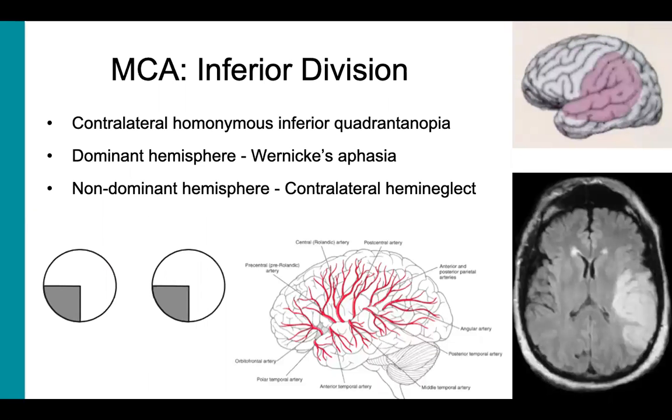Now we move on to the inferior division of the MCA, which predominantly supplies the lateral temporal and inferior parietal lobes. Inferior division territory infarcts do not cause weakness or sensory loss. They are typically associated with either contralateral homonymous hemianopia or contralateral homonymous inferior quadrantanopia. If in the dominant hemisphere, the patient may have Wernicke's receptive aphasia. If in the non-dominant hemisphere, the patient may have contralateral hemi-neglect or an acute confusional state.